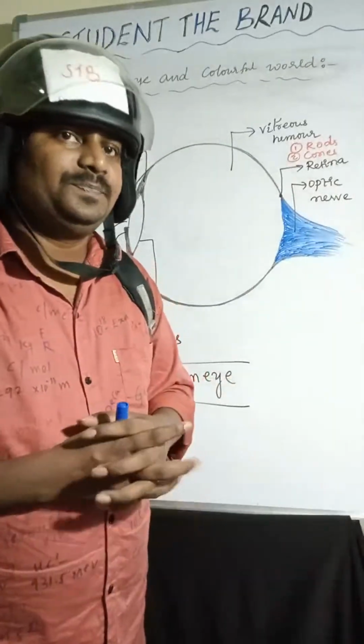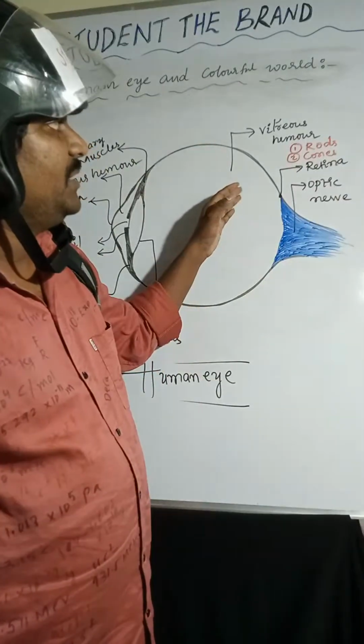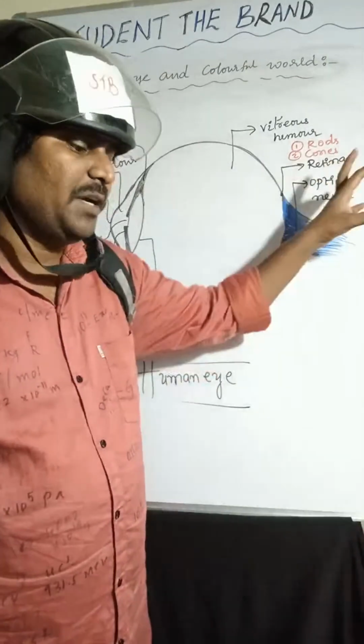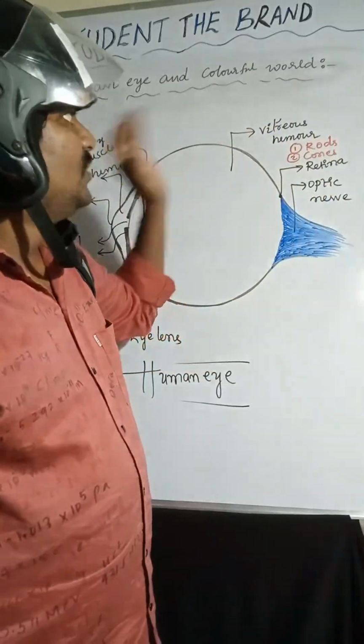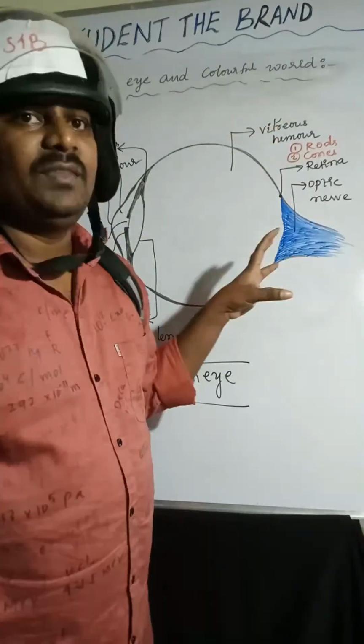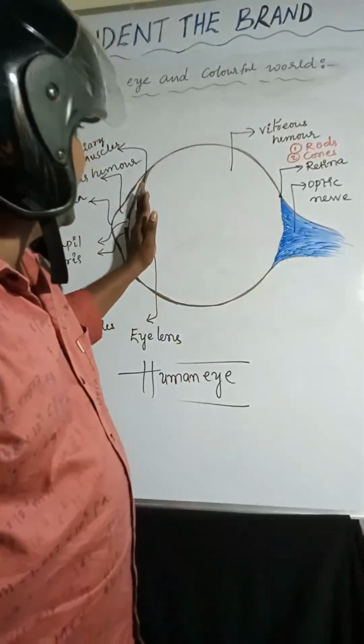In the retina, a real and inverted image will form. That will convert to an electrical signal that will pass to the brain through the optic nerve. Rod senses the intensity of the light, and cone senses the color of the light. Vitreous humor is a jelly-type liquid present between the eye lens and retina.